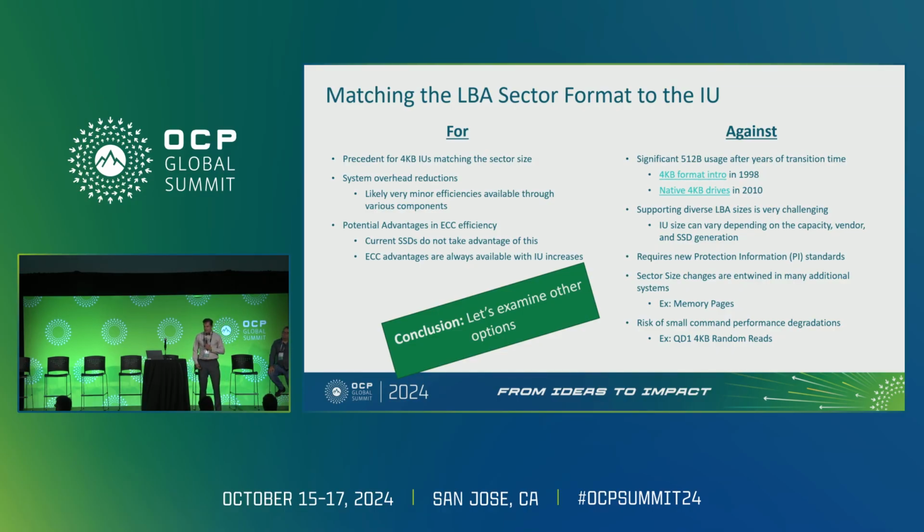When we look at it against the alternatives, we see things like 512 byte sectors are still around, even though there's been a long transition time, and I don't see them disappearing anytime soon. Because IU sizes may need to increase with every increase in capacity of the SSD, we have this challenge: what are we going to do for a sector size? We're not going to align on one if we continue to have increasing IU sizes.